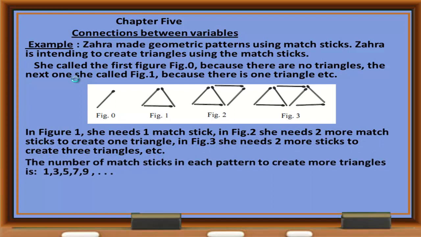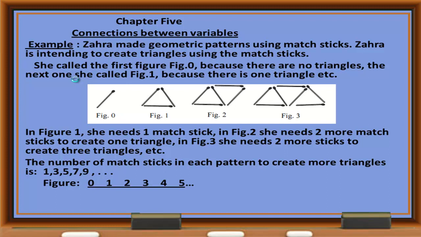The number of matchsticks in each pattern to create more triangles is 1, 3, 5, 7, 9, and so on. In the first, she needs only one stick. In the second, she needs two more sticks. In the third, she again needs two more sticks, and so on. Figure 0, 1, 2, 3, 4, 5, and so on.